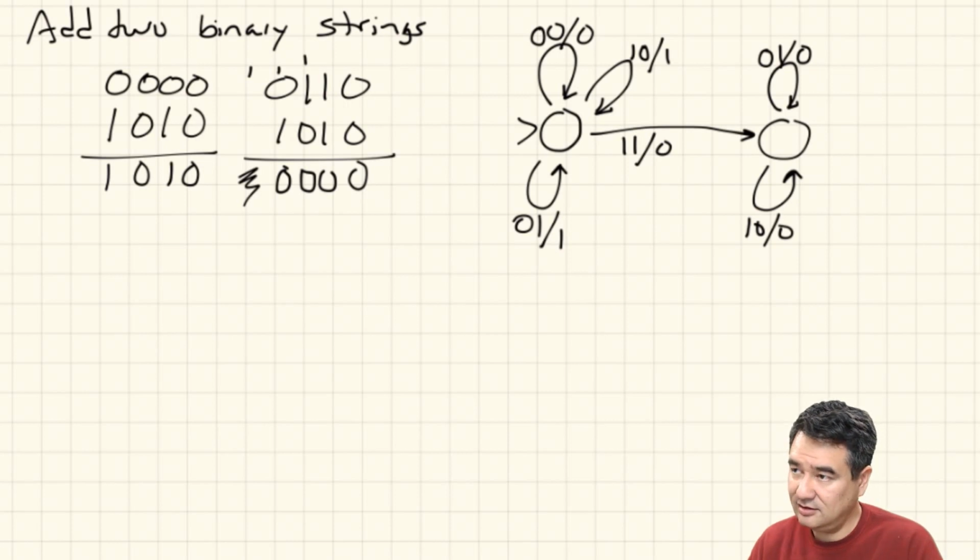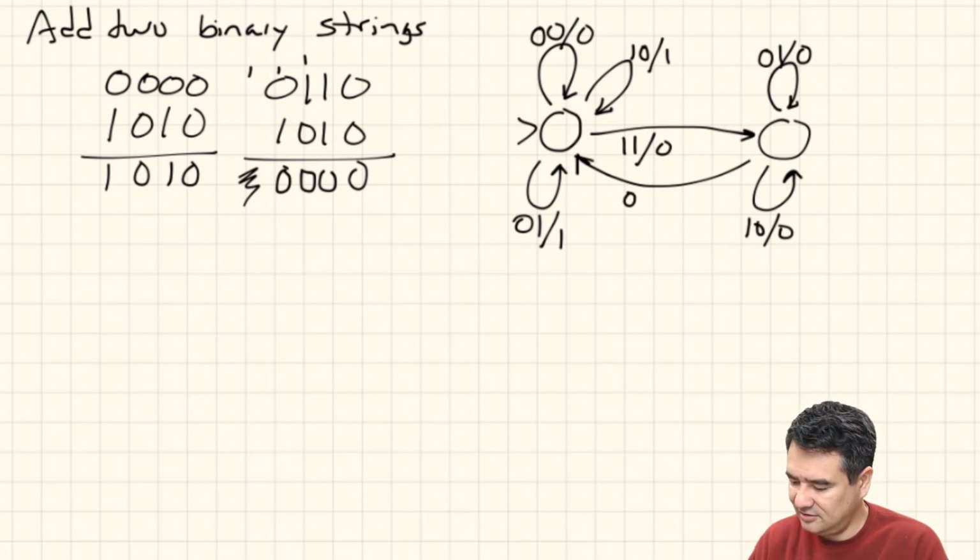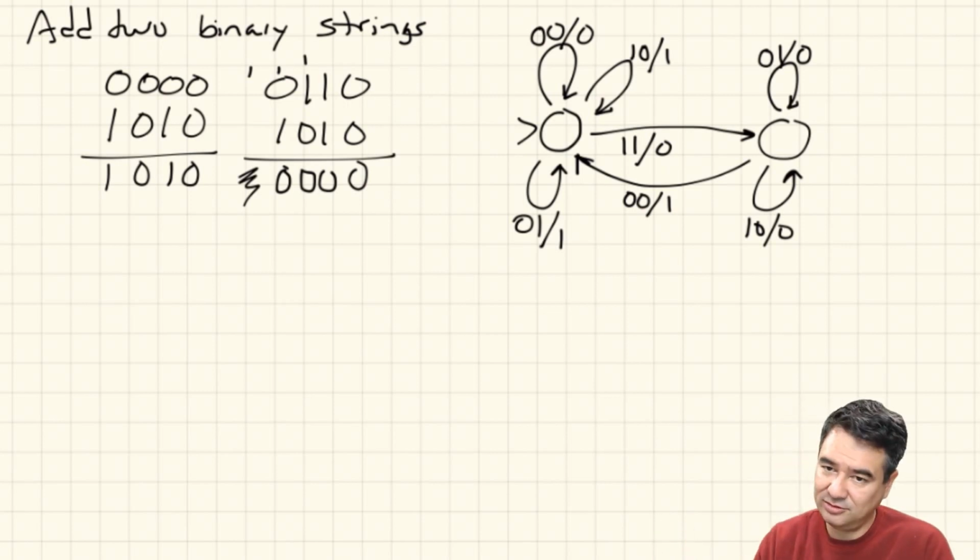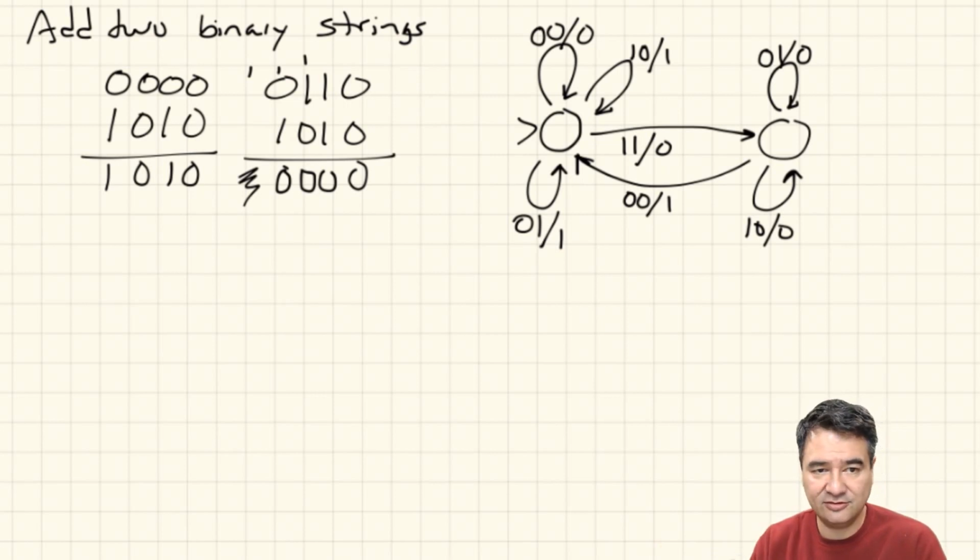And then let's see, if we do a 0, 0, that takes us back to the first state because an input of a 0, 0 with a carry produces a 1, but then that itself doesn't produce a carry, so we end up going back to the first state.